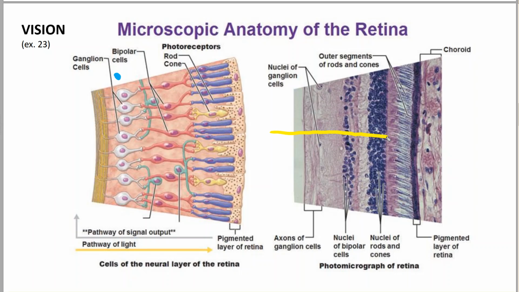It's going to hit the rods and cones and stimulate those cells, and then we're going to have the signal come back out through the bipolar cells and the ganglion cells, and then we'll start to gather all the axons together, and it'll leave as an optic nerve. So yellow light coming in, exciting the photoreceptors, signal being sent back out through the ganglion cells into axons.